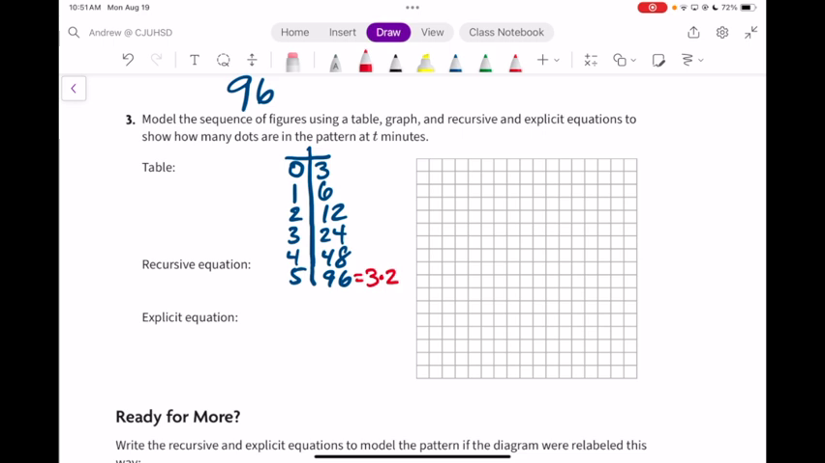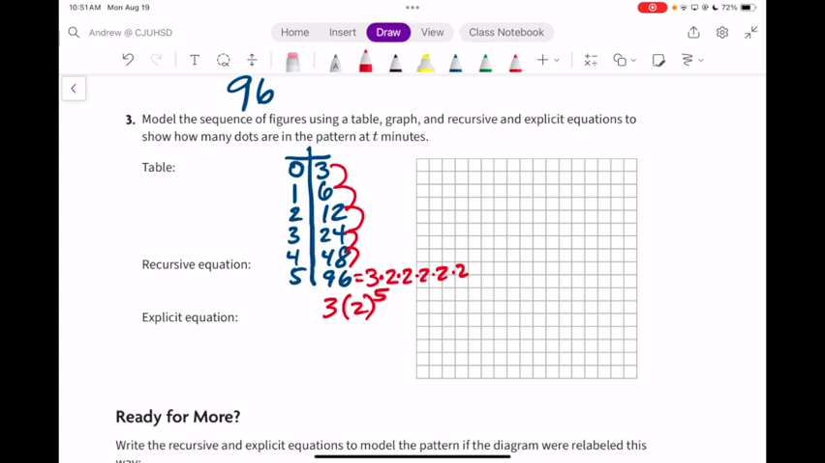Well, let's count them as we go down. 1, 2, 3, 4, 5. 5 doublings of 3. And of course, what would be the shortcut way to write that? Well, that 96 would be 3 times 2 to the 5th power. So in other words, the exponent matches the step number that we're on.